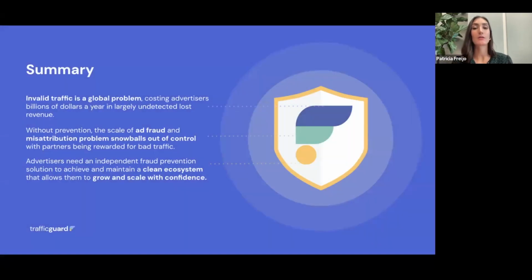And just to recap, invalid traffic is a global problem. It affects every single advertiser and is largely undetected if you don't have the tools to actually look into it. Without prevention, the scale of this fraud and misattribution has just snowballed out of control, and you are rewarding partners for sending you this fraud. Advertisers need to have an independent fraud verification solution to help them clean all of this up and make sure that they're scaling with the right data and with confidence. This is exactly what we do at TrafficGuard.